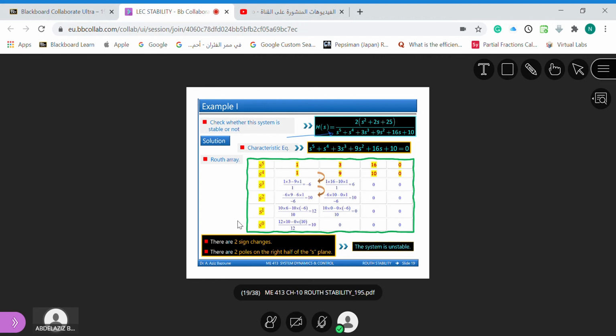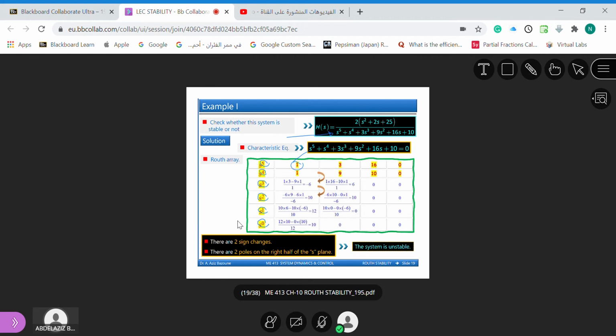So we start by S to the power 5, the highest power, and then S to the power 4, S cubed, S squared, S to the power 1, S to the power 0. And then we form the coefficients of the two highest powers. So we started by S to the power 5. The coefficient of S to the power 5 is 1.